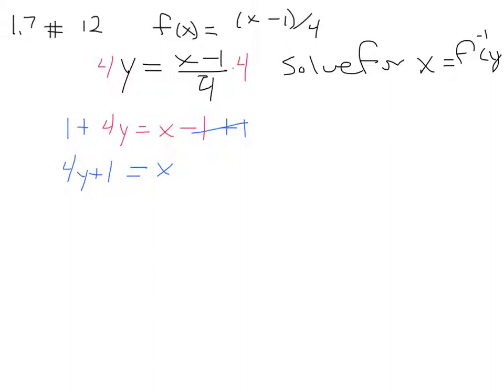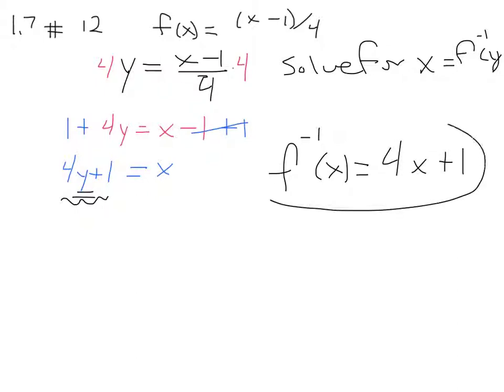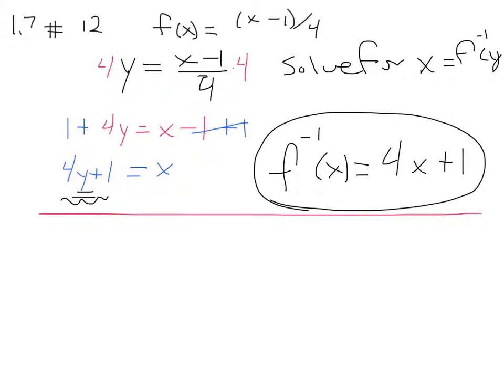Now, it wants it written as f inverse of x, but x and y are just placeholders. They indicate which sets our numbers come from. So f inverse of x is, we replace the y with an x. Okay. So there's my inverse.